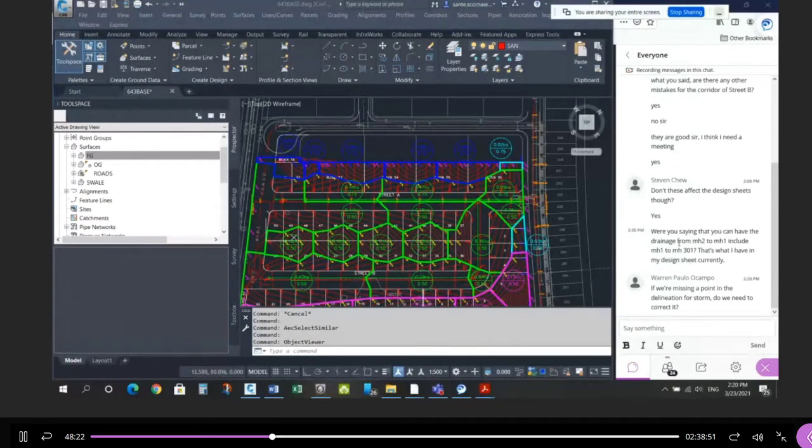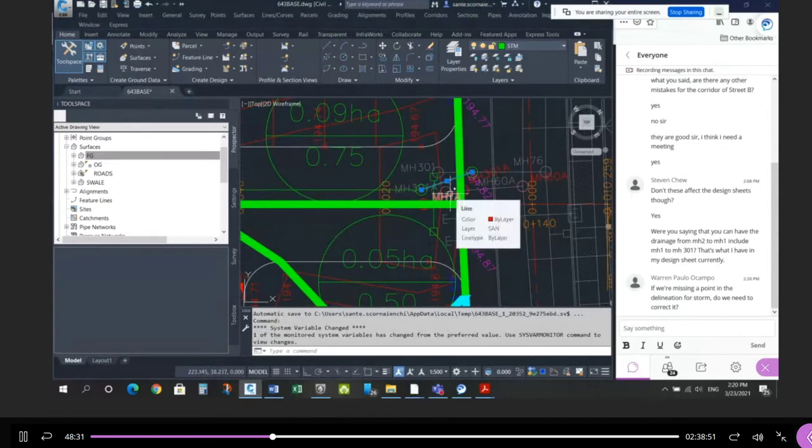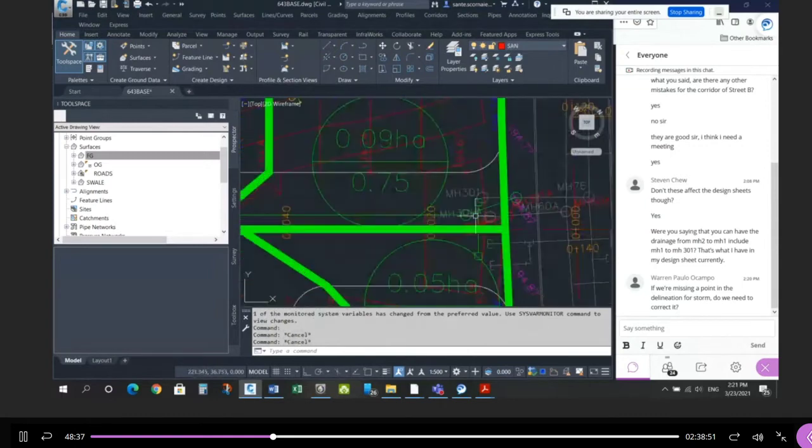You're saying that we can have the drainage from manhole 2 to manhole, including manhole 1 and 3. That's what I have in my design. Yeah, that's fine. So this area here, right? This pipe here, just have a 0 area and take all of the area into this pipe and it'll just flow through. So whatever this pipe size and slope is going to be, this will probably be the same.